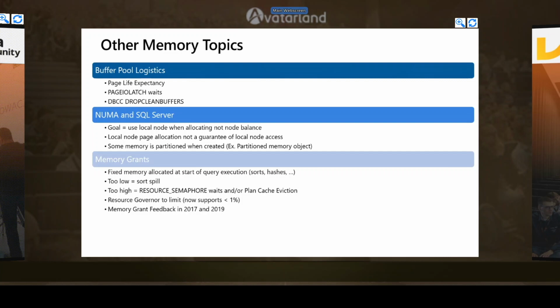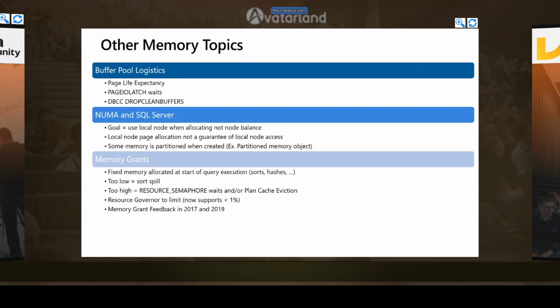That causes performance problems. But if the grant is too high, because we overestimated the number of rows we needed to sort or something, what you might see is a high number of resource semaphore waits or plan cache eviction, because grants are going to compete with memory for things like plans.